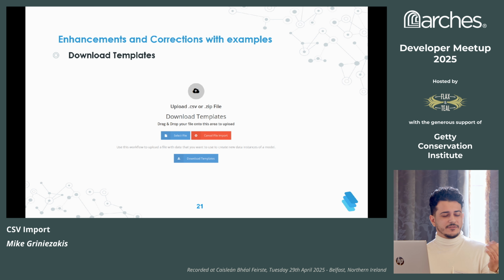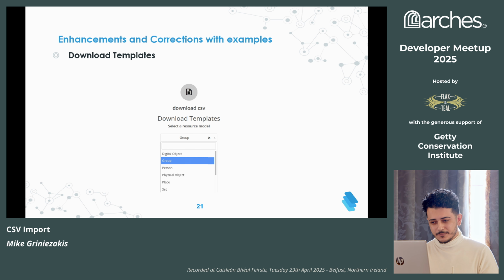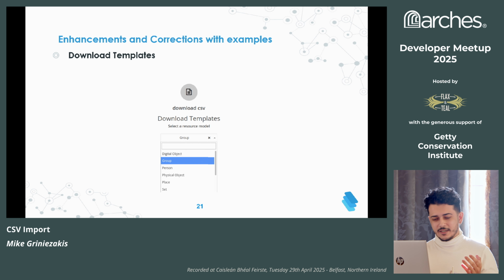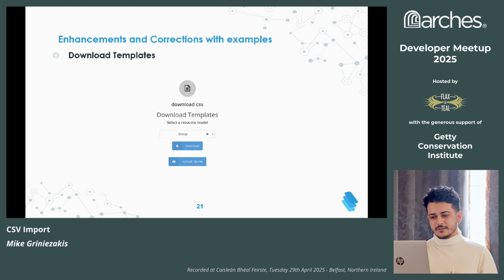So in the screen of the CSV importer, there's now a new button, the download templates, where the user can press on it, and it will show all the models in the existing installation. If you select one of the models, it will download the CSV with all the nodes as headers, and none in any value for each header. So the user only has to fill up the values to import, not the headers.